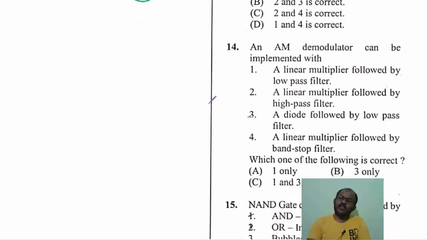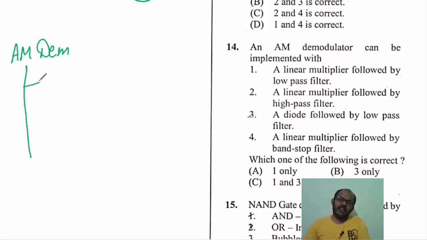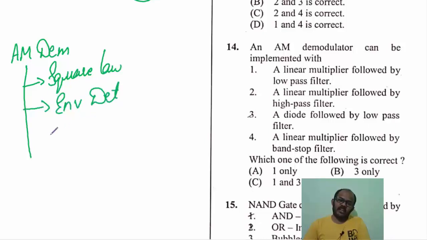14th question is based on AM demodulator. In the case of AM demodulator, we are having three demodulation circuits. The first one is square law detector, the second one is envelope detector, and the third one is synchronous detector.